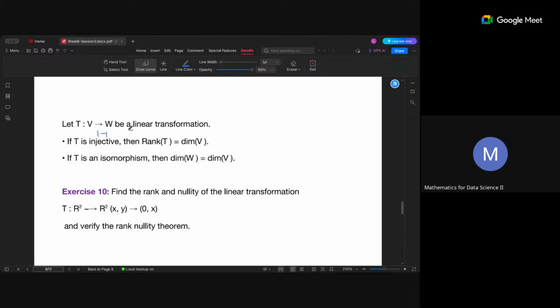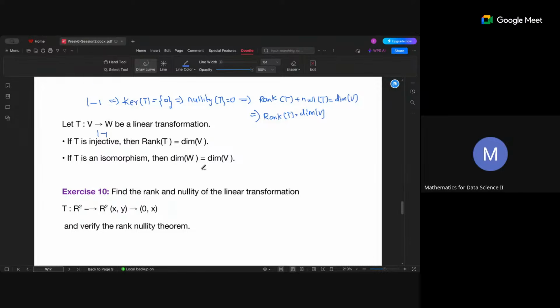This also you all know, because if it is 1 to 1, we know that the kernel is 0. If kernel is 0, nullity is 0. If nullity is 0, then rank plus nullity is the dimension of V, and hence you have rank equal to dimension of V. And this part I already explained.